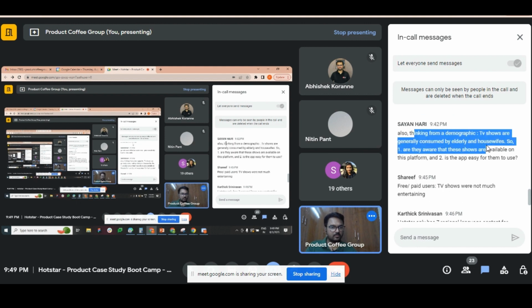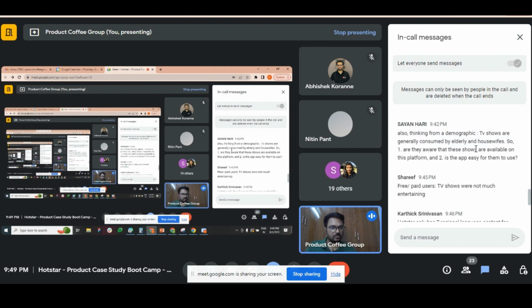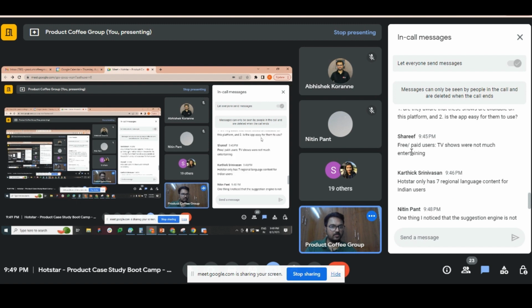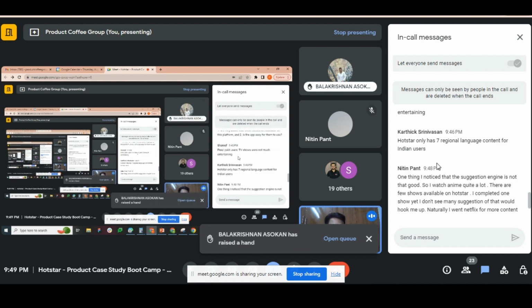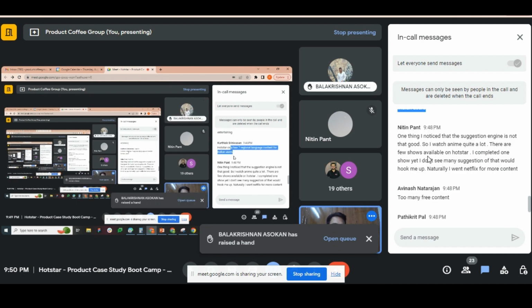From a demographic, shows are not generally consumed by the elderly. Okay, this I think you already told, right? Not much entertaining. Okay, it's already told. Hotstar only has 7 regional. Basically, availability you guys are talking about. That comes out everywhere. One thing that I noticed, can you guys explain?